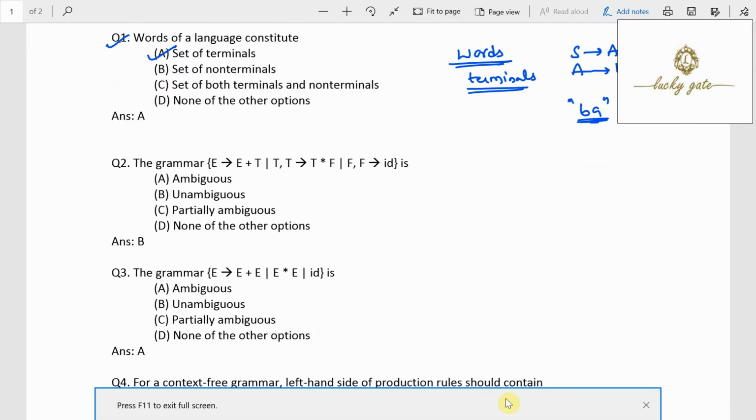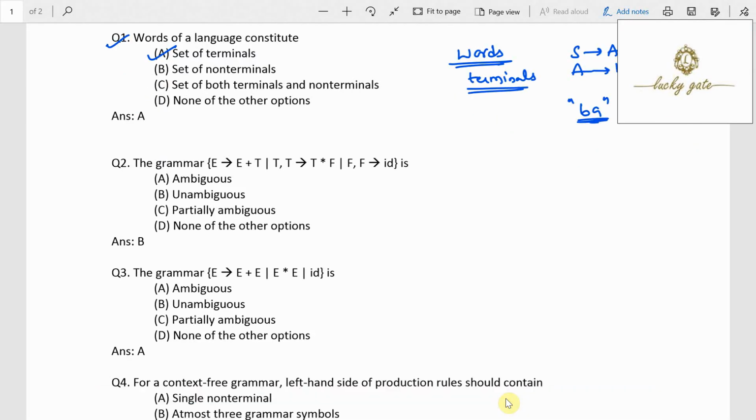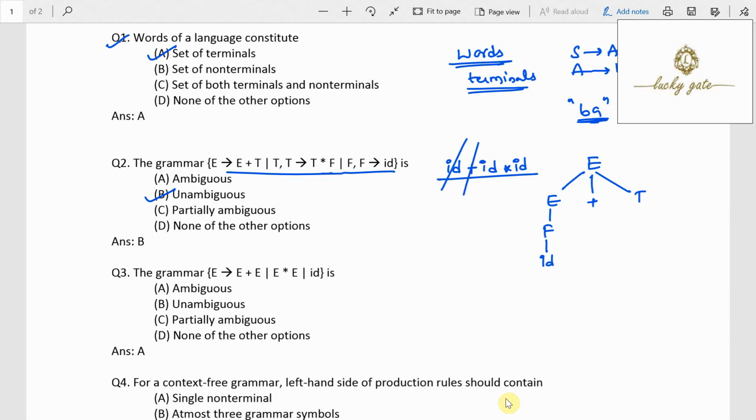Now look at question number 2. The grammar E tends to E plus T or T, T tends to T star F or F, F tends to ID, is called an unambiguous grammar. Why? Because suppose I have to construct a parse tree for the input sentence ID plus ID star ID. How do we construct the parse tree? We start with the starting non-terminal. Among the many alternatives, E tends to E plus T is the only correct alternative, so only one possibility exists. This E should become F, and F should become ID. So this ID is derived and this plus is also derived.